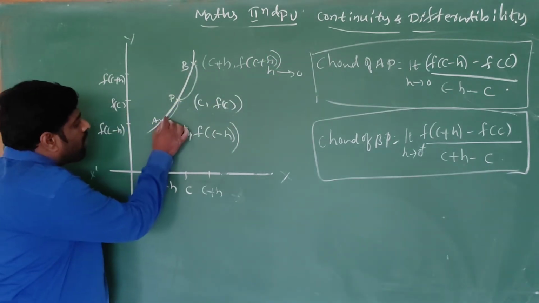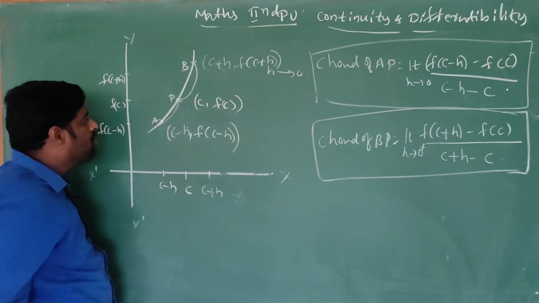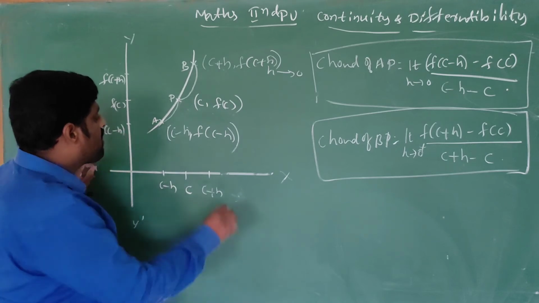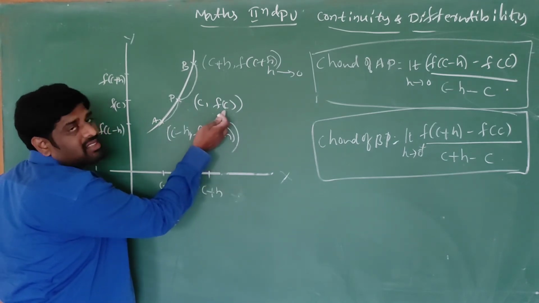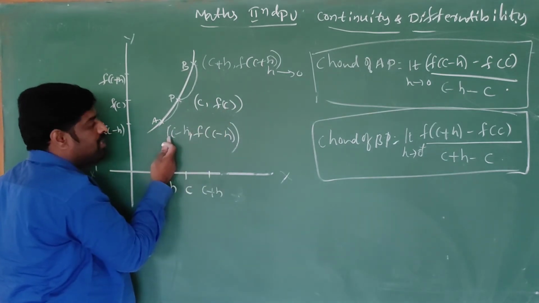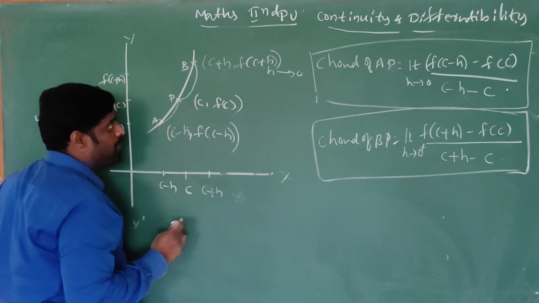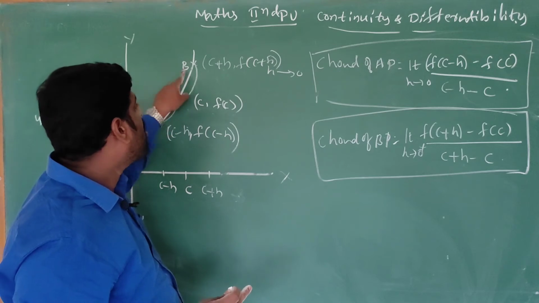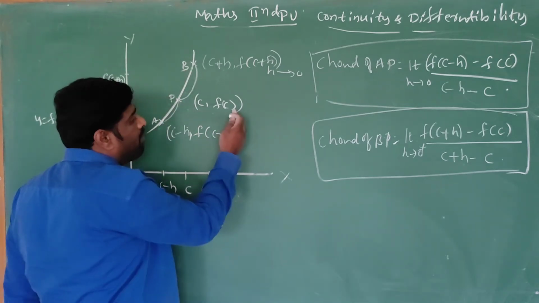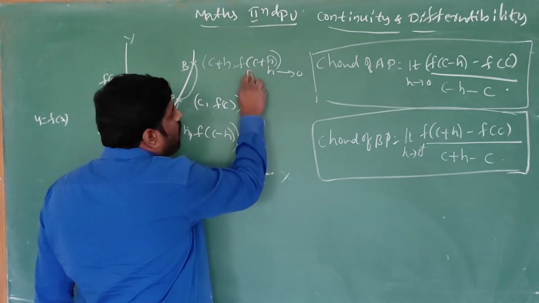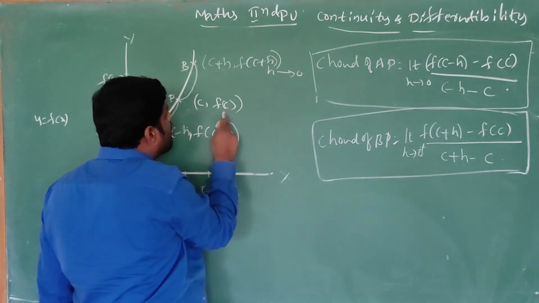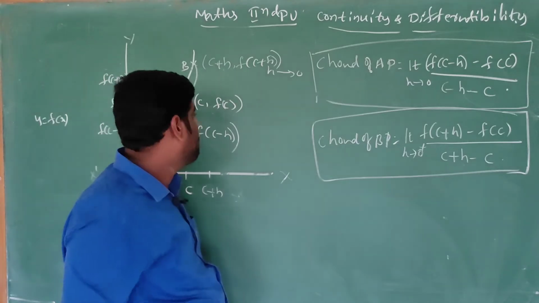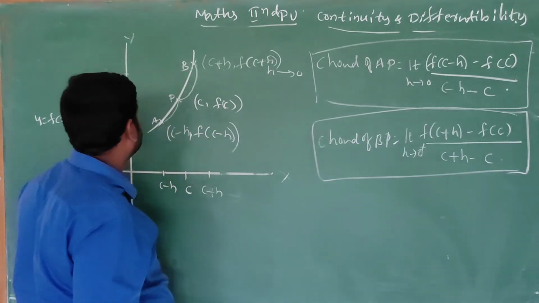Now I want to find the slope of the chord AP. The slope of chord AP is nothing but the left hand derivative, that is, limit h tends to 0 of f of c minus h minus f of c divided by c minus h minus c. The slope of the chord of the right hand derivative, that is BP, equals limit h tends to 0, f of c plus h minus f of c divided by c plus h minus c.